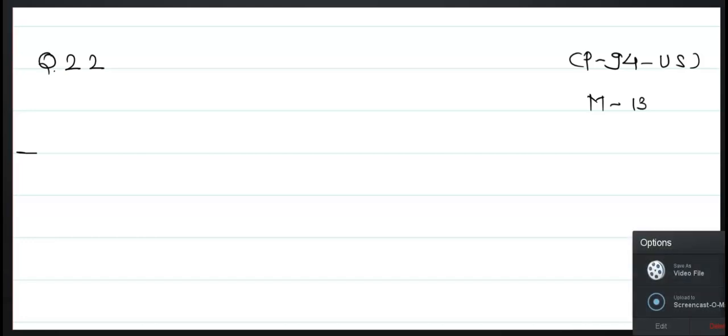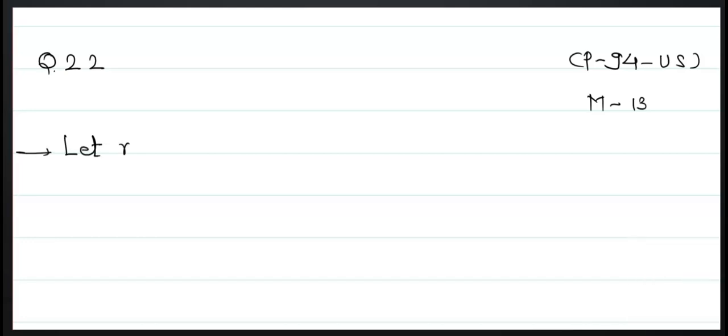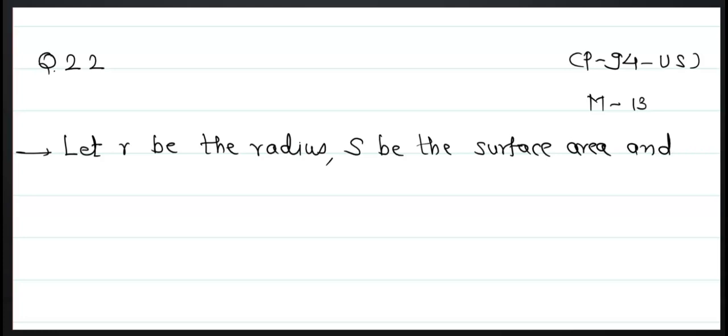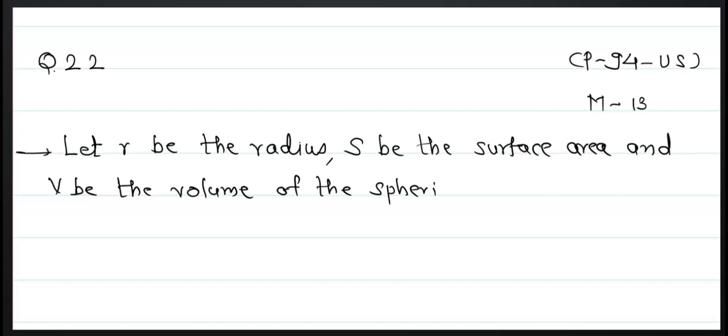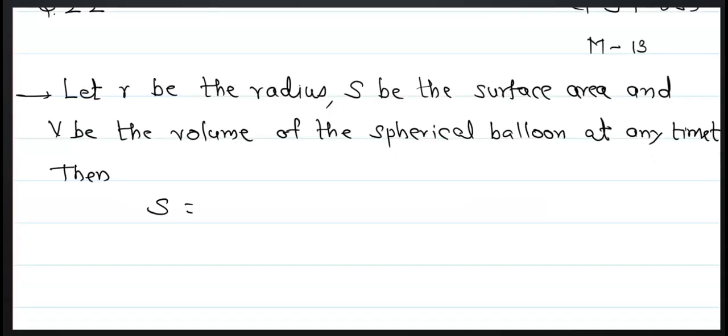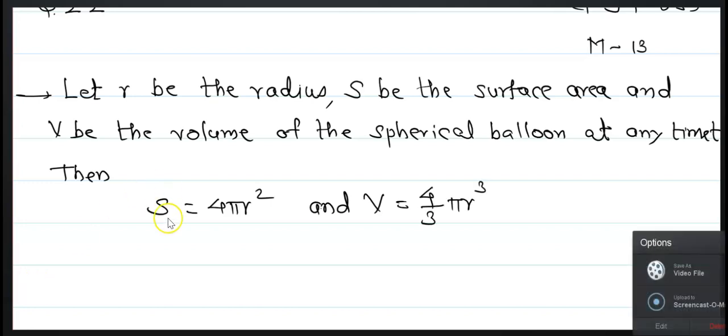It is also asked in the March 13 board exam. Let r be the radius, S be the surface area and V be the volume of the spherical balloon at any time t. Then S, the surface area, is equal to 4 pi r square. Volume V is equal to 4 upon 3 pi r cube.